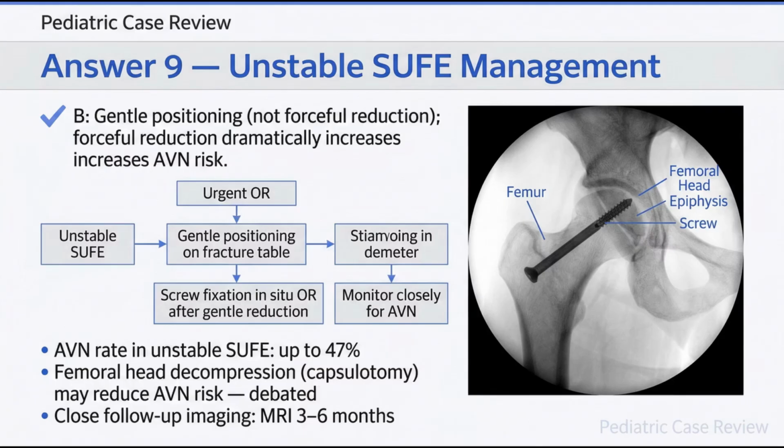Femoral head decompression by capsulotomy may reduce avascular necrosis risk in some cases, though this remains debated. Close follow-up with magnetic resonance imaging at 3 to 6 months is essential to detect early avascular necrosis.